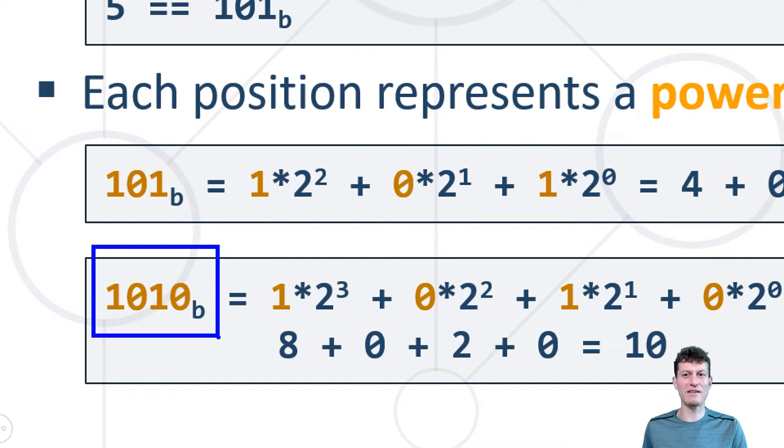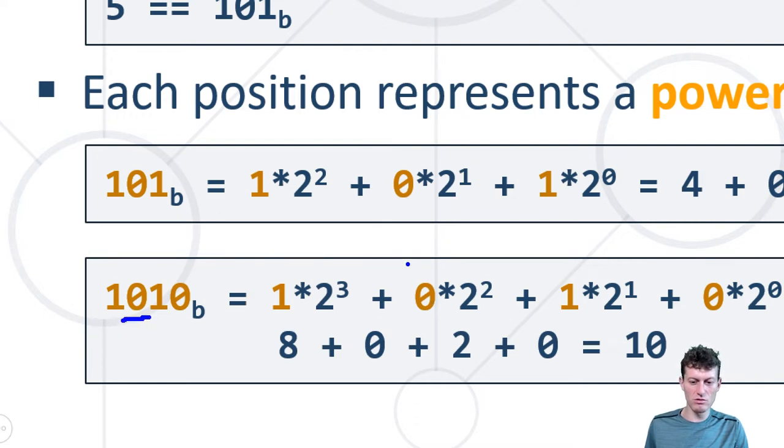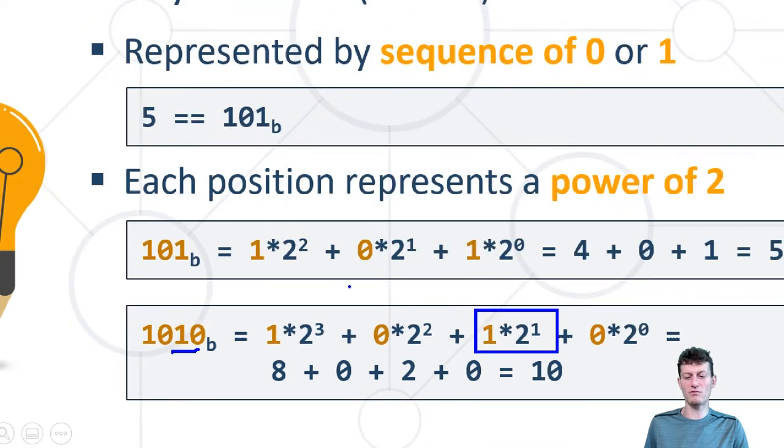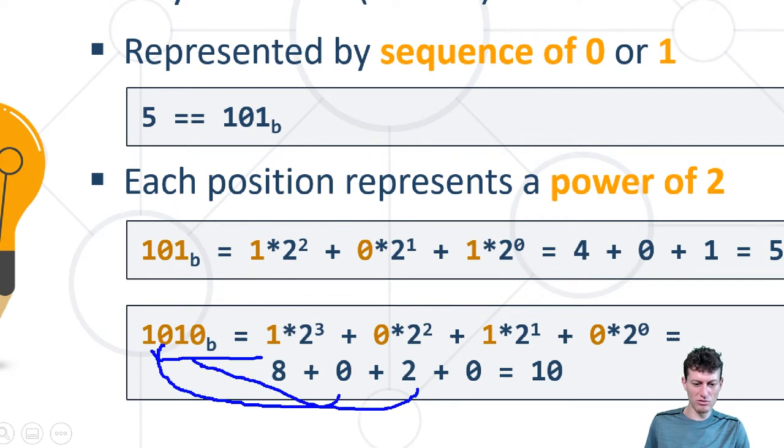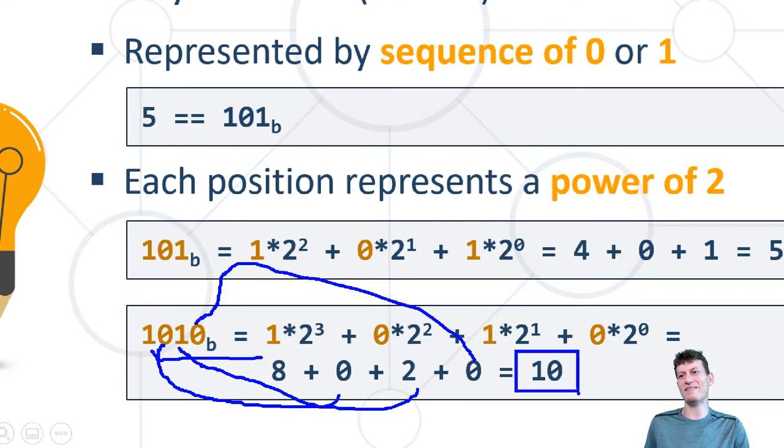1010 in binary is equal to 1 multiplied by 2 to the power of 3, plus 0 multiplied by 2 to the power of 2, plus 1 multiplied by 2 raised to the power of 1, plus 0 multiplied by 2 to the power of 0, which is equal to 8 plus 0 plus 2 plus 0, which is 10 in decimal.